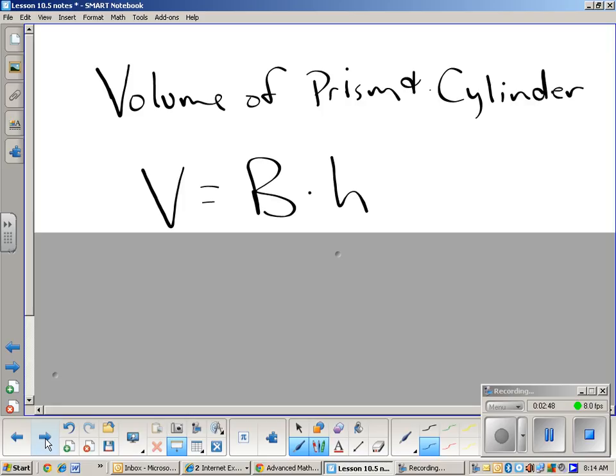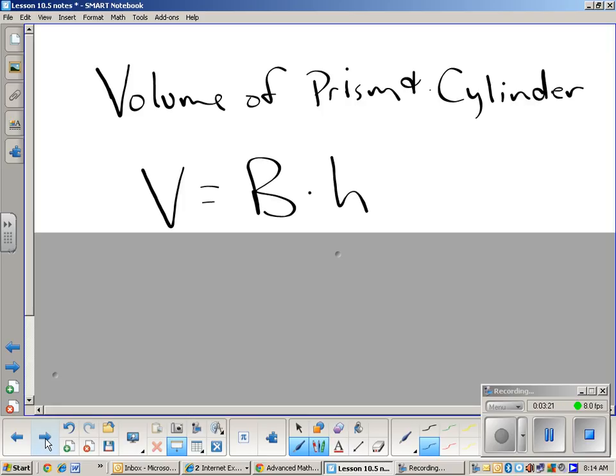It's the base area times the height. Again, capital B stands for base area, not just lackadaisical base. It's not the length of a side, it is the area of the base, whatever shape the base is. Now what makes this lesson difficult is not that formula. That's probably the simplest formula you've had. What makes it difficult is how do you find the base area?